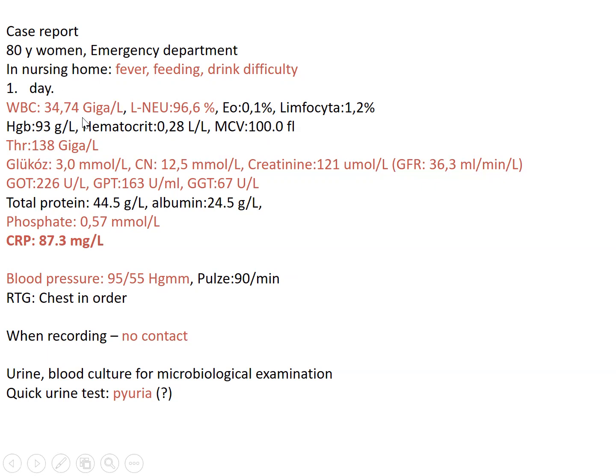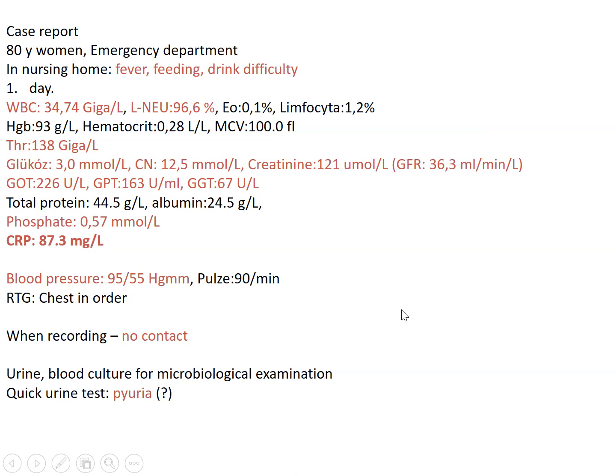So very, very high white blood cells, and of course, almost all neutrophils and thrombopenia. And here we also can find some parameters connected to the impairment of the renal function or liver function. And I underlined the CRP, which was much, much higher than the cut-off ratio.